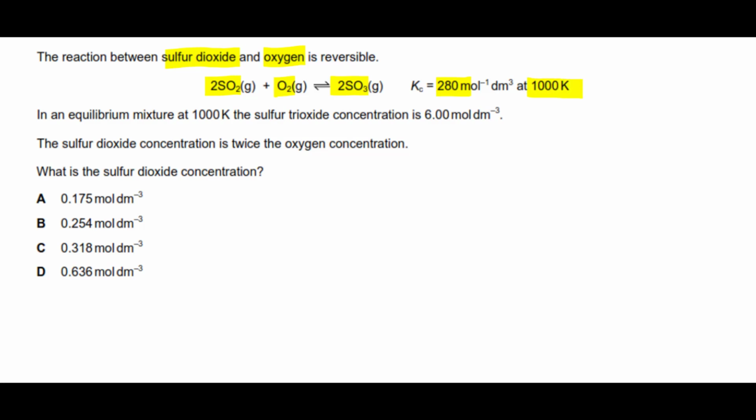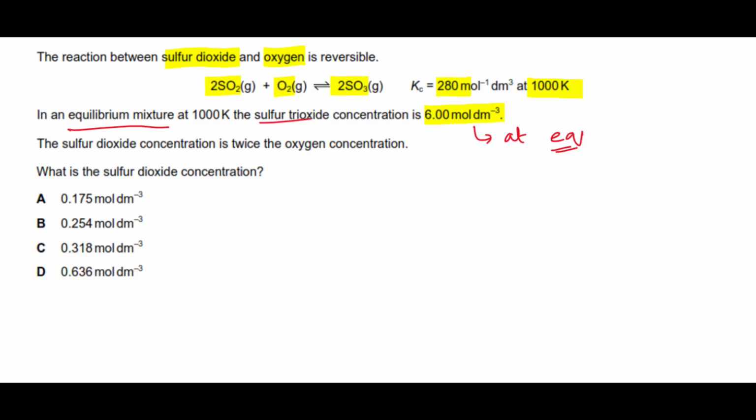So in an equilibrium mixture at 1000 Kelvin, the sulfur trioxide concentration is 6 moles per dm cube. So this is the concentration of sulfur trioxide at equilibrium, right? In an equilibrium mixture. So that means this is the concentration of sulfur trioxide at equilibrium.